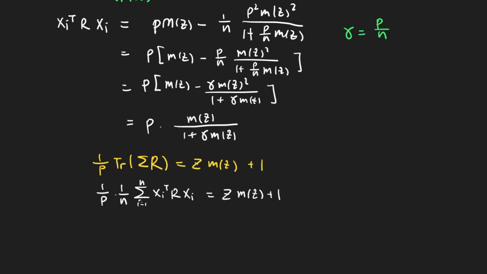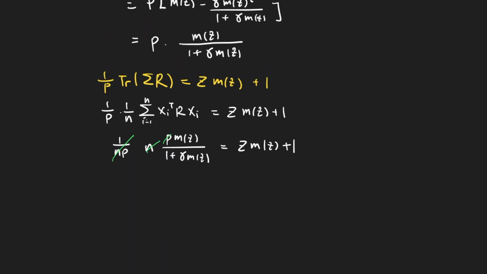Okay, so now we have 1 over n times p, multiplied by the sum, and then we have p m of z over 1 plus gamma m of z, right? Because you see that this equation doesn't depend on i, so we can just replace the sum with n. So that equals z times m of z plus 1. And we'll see that np and np can cancel.